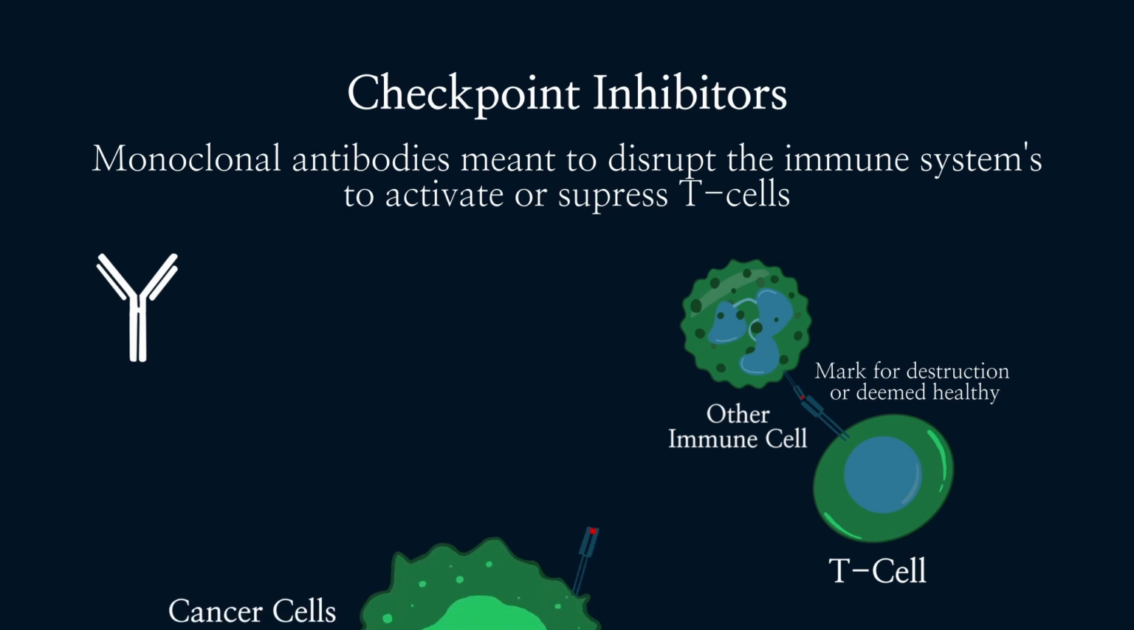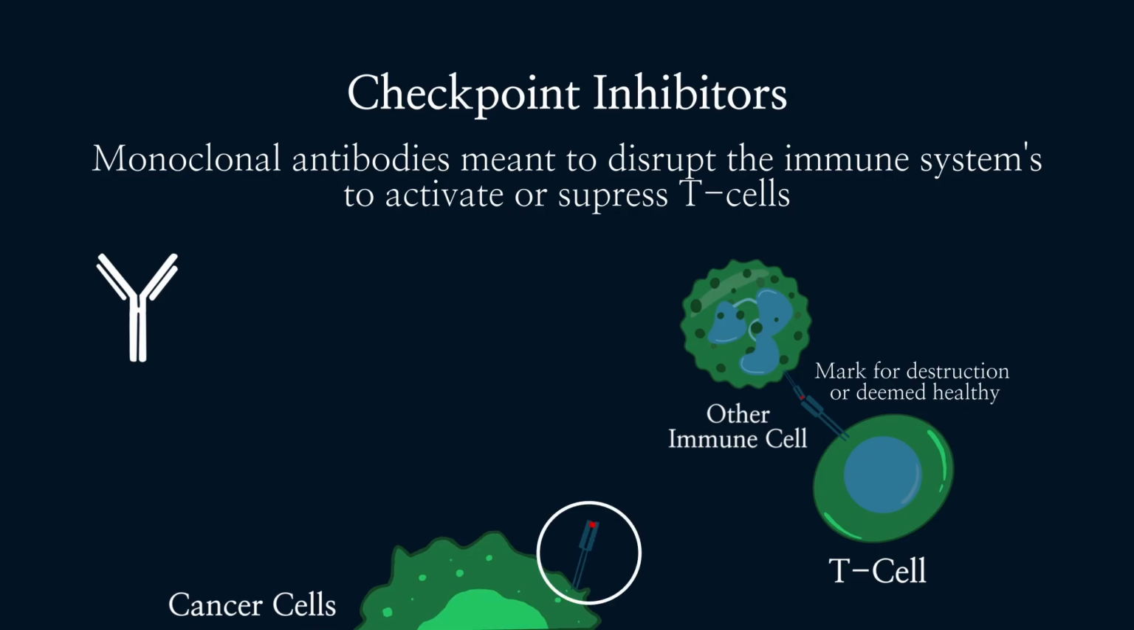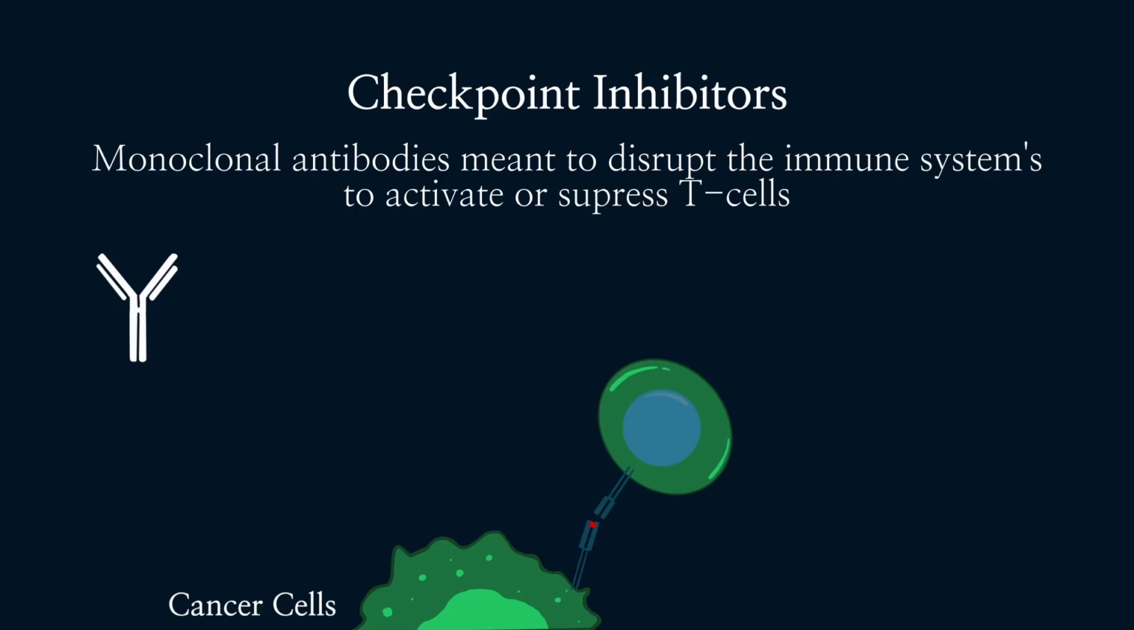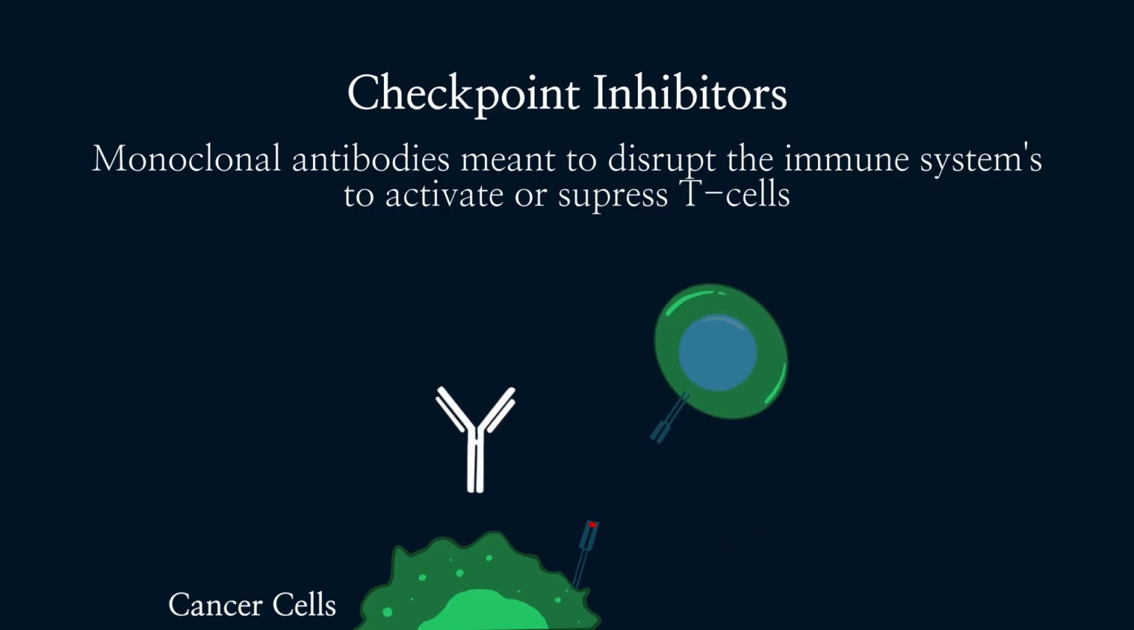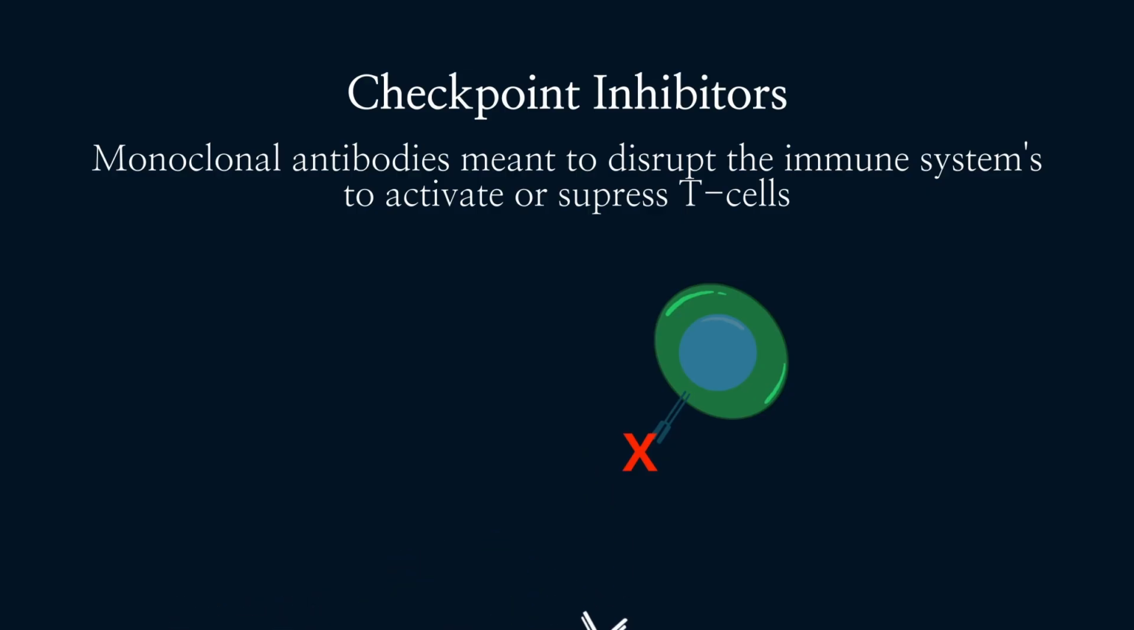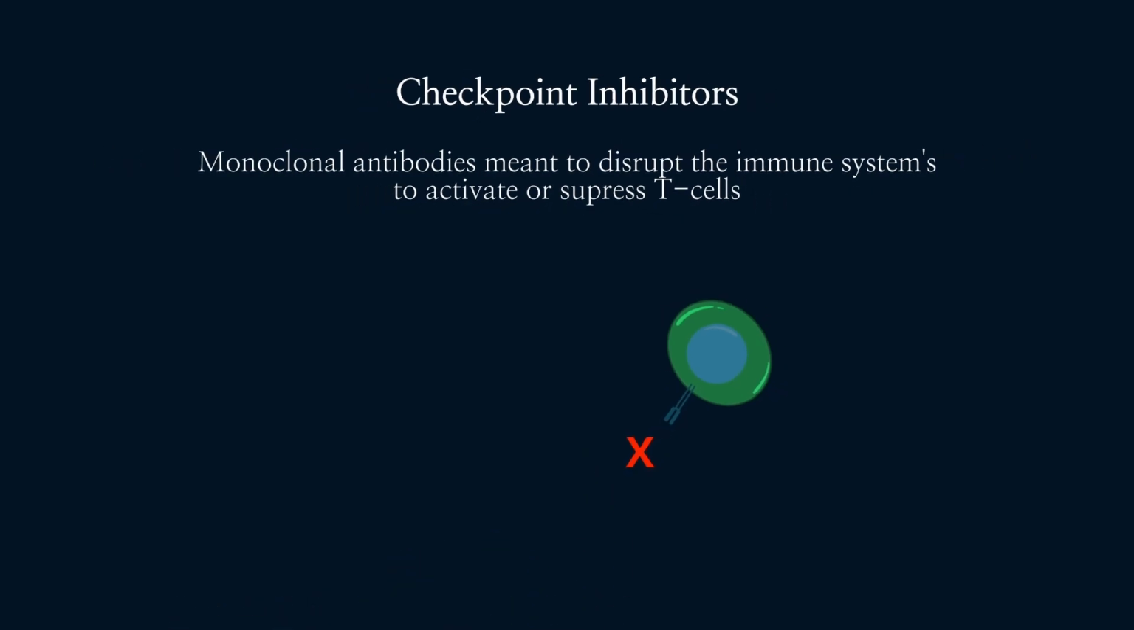In cancer patients, tumor cells have adapted to have proteins which mimic those of healthy cells, interfering with the T cell's ability to sense and destroy them. Checkpoint inhibitors block the interactions between the T cell and tumor cells, inhibiting the tumor cell's ability to appear as a healthy cell and allowing the immune system to flag and clear the tumor cell.